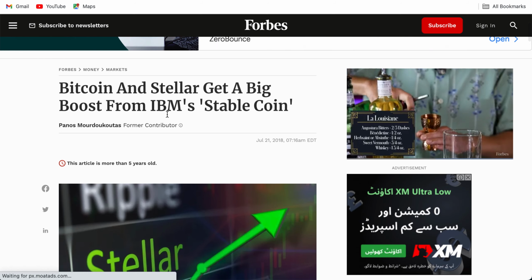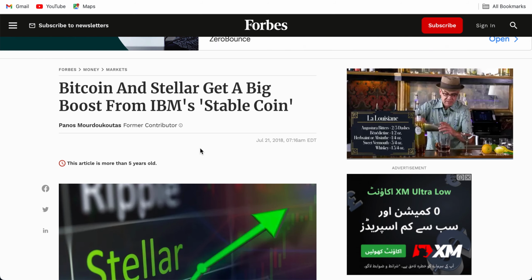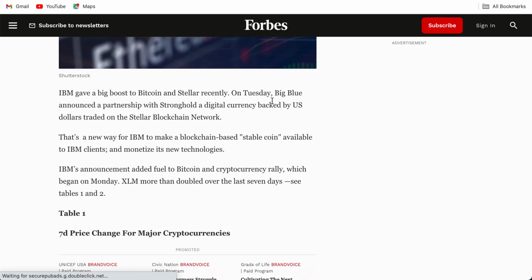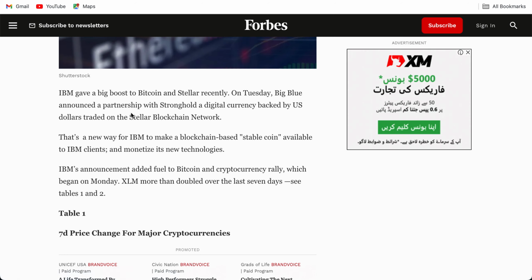And now we're going to be checking the IBM's involvement. IBM gave a big boost to Bitcoin and Stellar recently on Tuesday. Big Blue announced a partnership with Stronghold, a digital currency backed by US dollars traded on the Stellar blockchain network. That's a new way for IBM to make a blockchain-based stablecoin available to IBM clients and monetize its new technologies. IBM's announcement added fuel to BTC and the crypto rally.